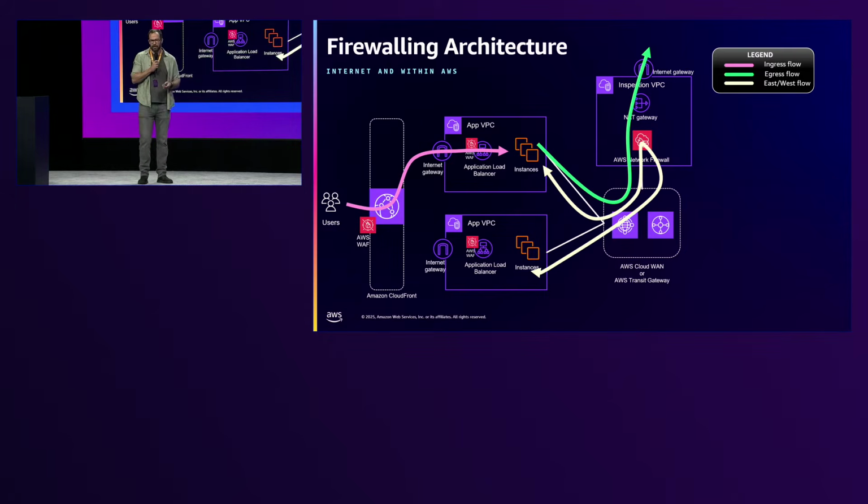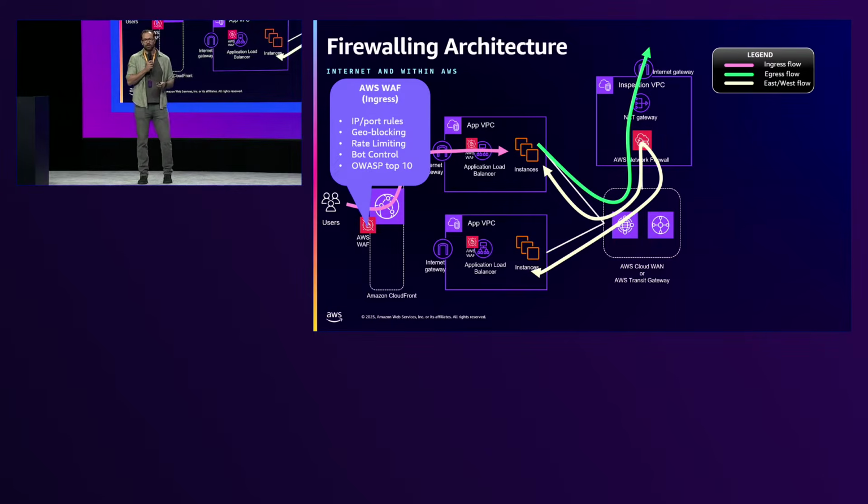Okay. So if we zoom in at each firewall layer and understand what we see customers do at this layer. With AWS WAF for ingress, typically customers can set up IP address and port-based rules, but they often do things like geo-blocking, rate limiting, bot control, and a lot of different rules protecting against the OWASP top 10 risks, so SQL injection, cross-site scripting, what have you.